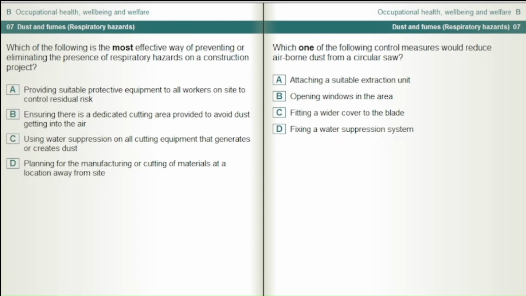Which one of the following control measures would reduce airborne dust from a circular saw? Attaching a suitable extraction unit. Opening windows in the area. Fitting a wider cover to the blade. Fixing a water suppression system.